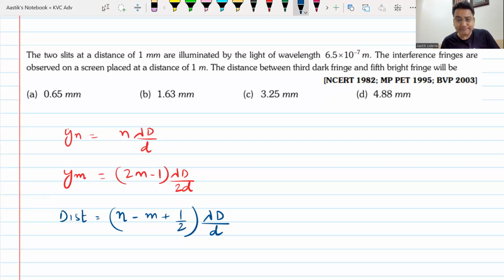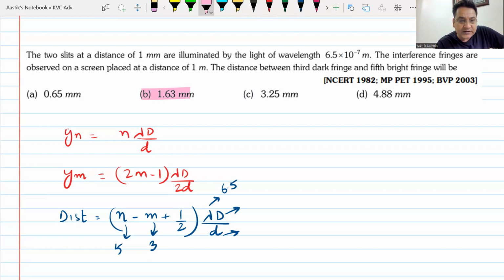Yes or no? Yes, sir. You just put the values. N is equal to 5, m is equal to 3, lambda is 6.5 something. You don't have to put the values. D is 1, this is 1. You don't have to put the values because all of them are in the same unit, and you will end up with the correct answer. Everyone got this? Yes, sir.